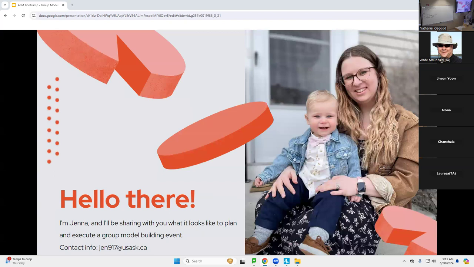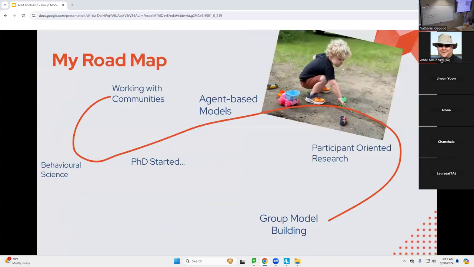Yay, it works. Okay. So I use any excuse I can to show pictures of my son. That is Rand. He is very cute. He is now two. I am a PhD student in computer science here at the university. I started three-ish years ago. So I have a roadmap that I like to show, again, using excuses to show pictures of my son because he's very cute. He was building a road while we were camping, so I felt it was very fitting.